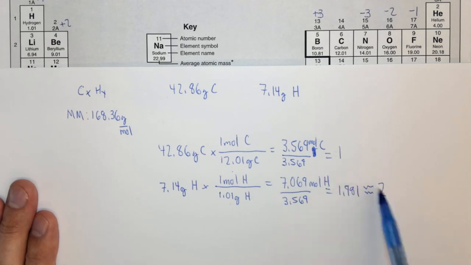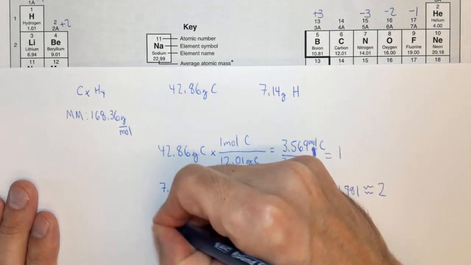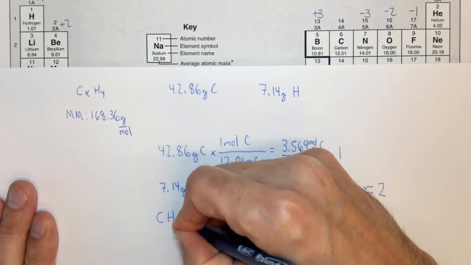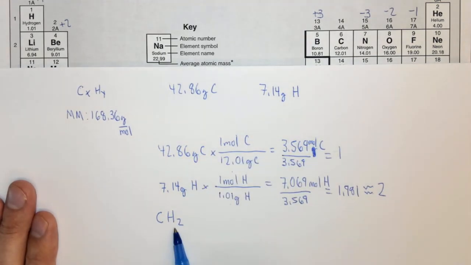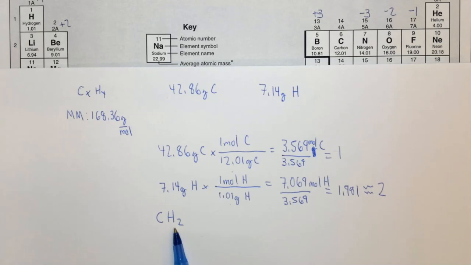So even this ratio is not an empirical formula. The empirical formula here is CH2. For every 1 carbon, there are 2 hydrogens. So this gives us the empirical formula.